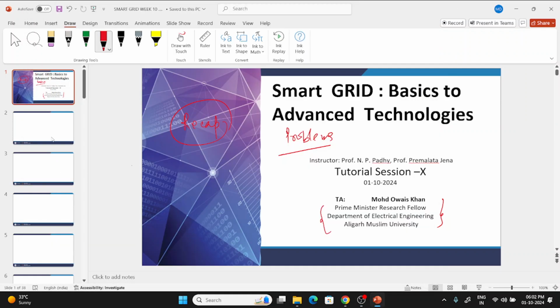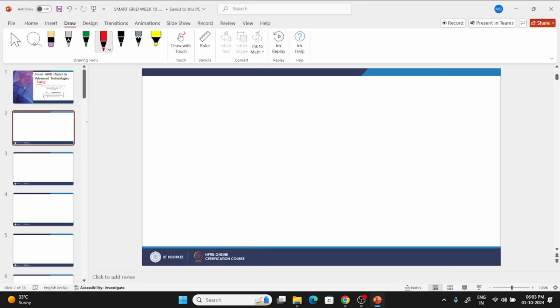So in the previous lectures, we have talked about renewable integration, why it is necessary, and we have discussed in detail the two major renewable sources of energy, which are solar and wind.